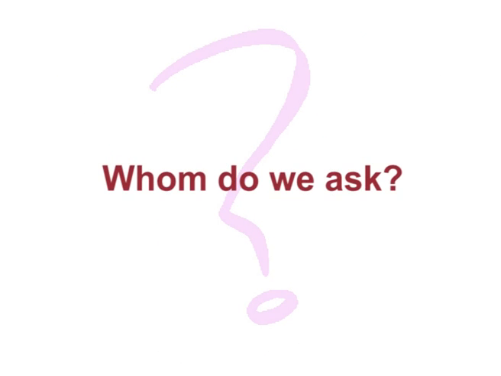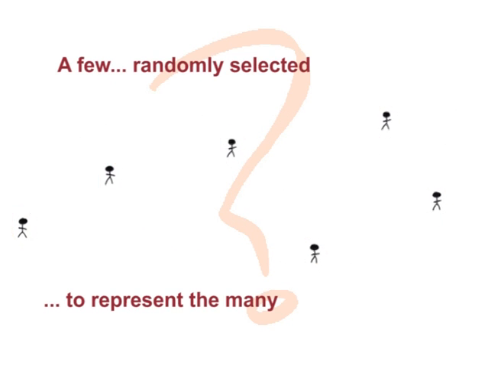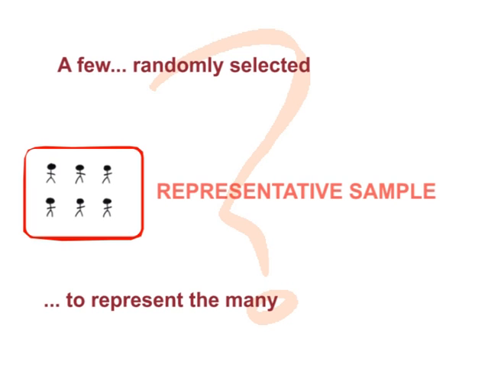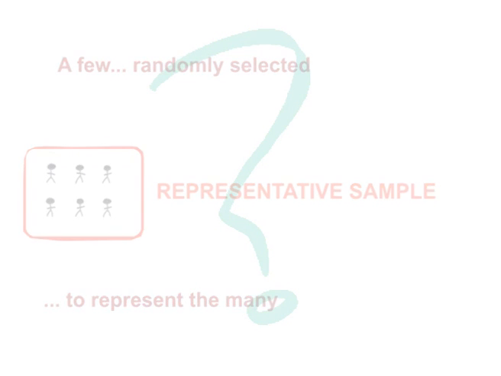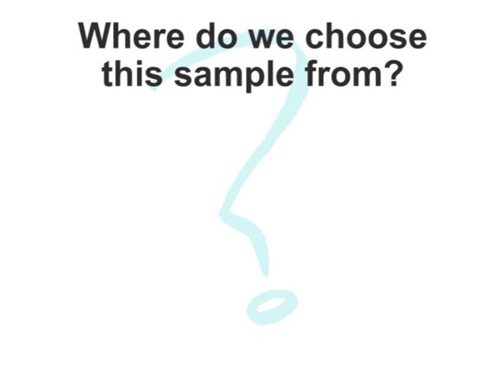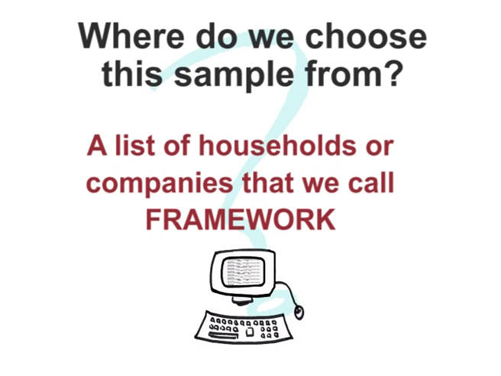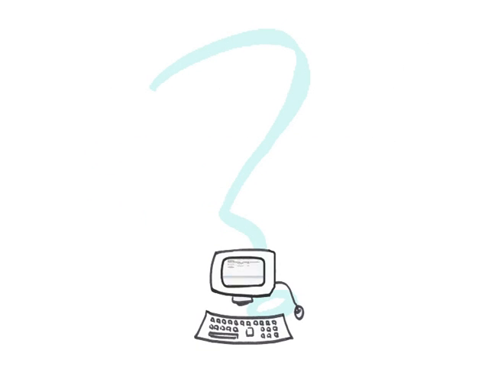Whom do we ask? When the INE conducts a survey, it only chooses a few to represent the many. In other words, it takes a randomly selected sample. Thanks to this, we can generalize the results obtained to fit the entire set. And where do we choose this sample from? We select future respondents from a list of households and companies that we call the framework.